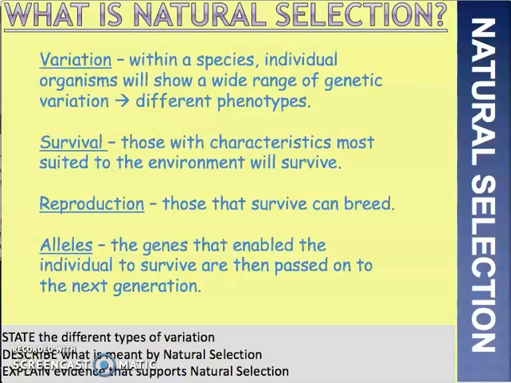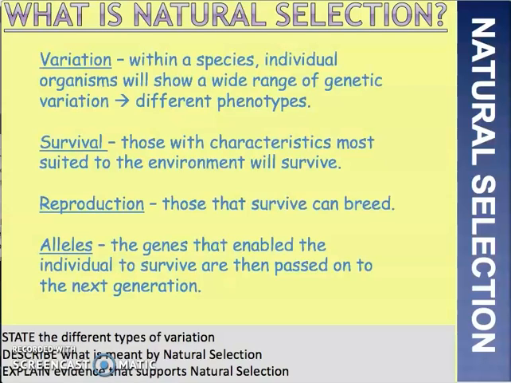Now, we've just talked about variation, and we should know that there is variation within a species. So that means that there will be differences within a species caused by genes, which gives us different phenotypes. So your genes will be different to my genes, will be different to somebody else's genes. Therefore, we have different characteristics. So we've got different coloured hair, different coloured eyes, different coloured skin. Okay, that's variation. And within animals, some animals might have longer legs, some animals might have shorter legs. Okay, that is variation.